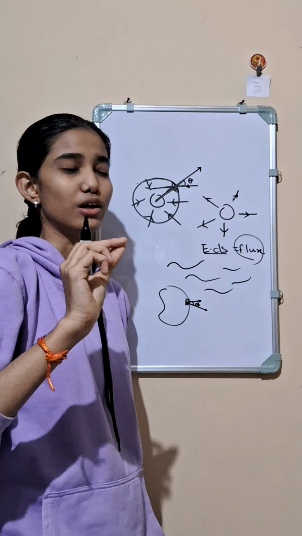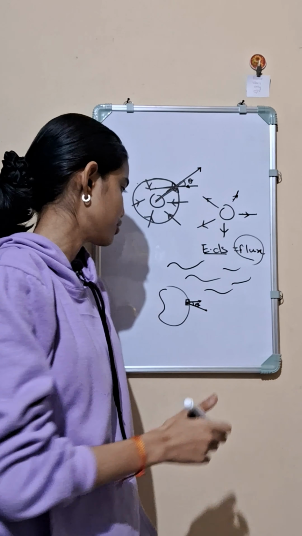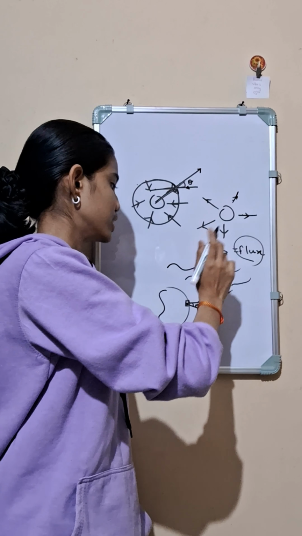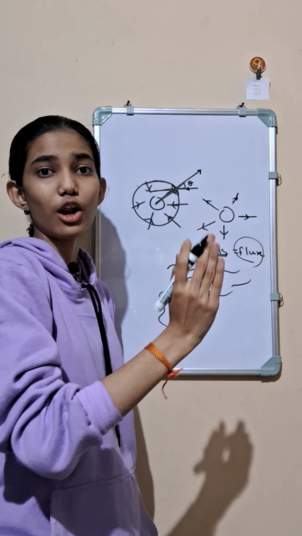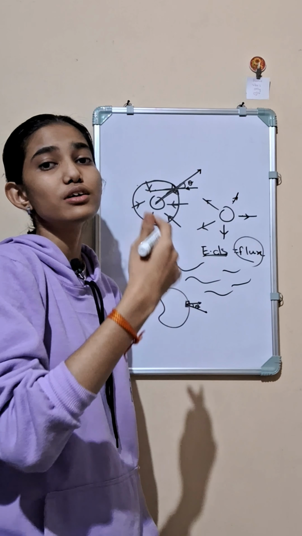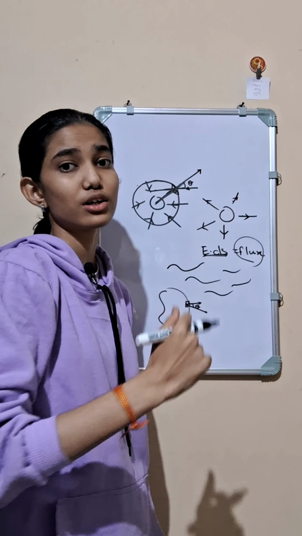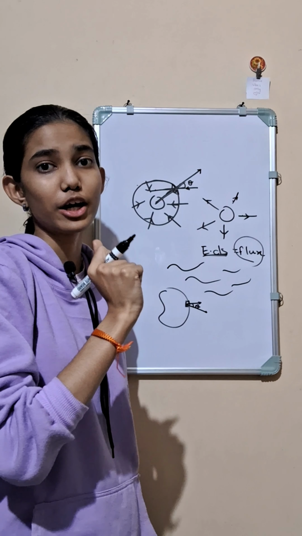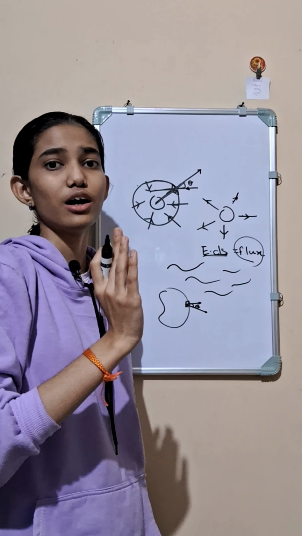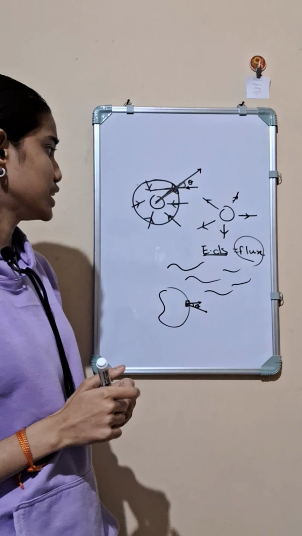You know that the direction of the area vector is perpendicular to the surface. Therefore, E dot dS will give us the component of the intensity of the field along the direction of the area vector, or you can say perpendicular to the surface. So here is E dot dS.